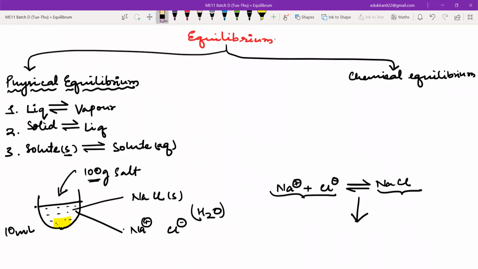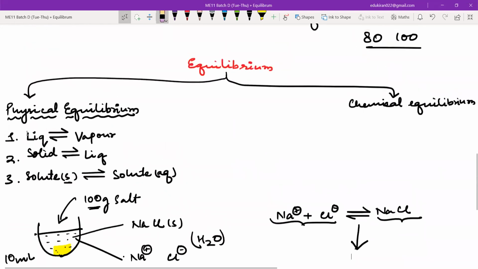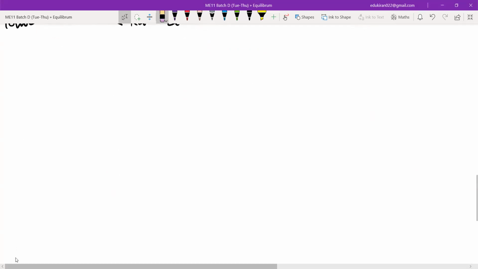Okay, we will talk about this later. But let us start with a simple liquid vapor equilibrium, first of all. Okay, let us understand the liquid vapor equilibrium. And I want all of you to answer the questions.